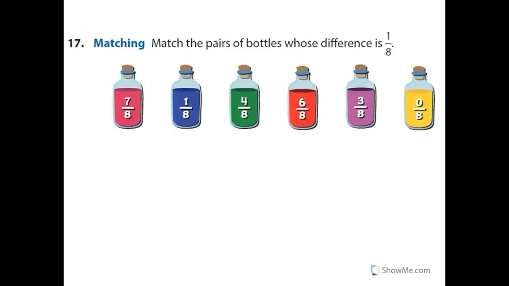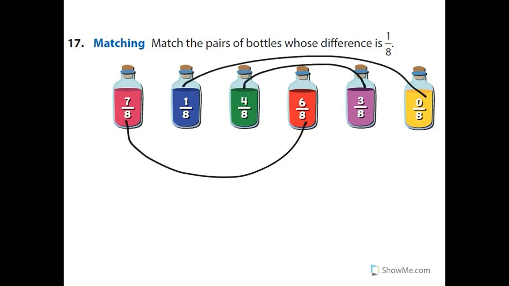Alright, number 17 is matching. It wants us to match the pair of bottles whose difference is 1 over 8. Alright, so we need to find 1. Well, I'm going to do the first one for you. 7 minus 6 is 1. Alright, so just looking at those numerators, find the other pairs. Alright, so 4 minus 3 is 1. And then 1 minus 0 is 1.